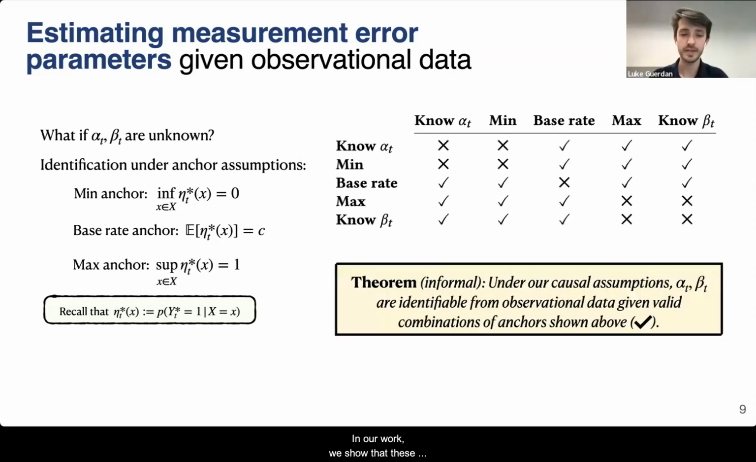In our work, we show that these assumptions can be combined flexibly to identify measurement error parameters, even when one or more of these assumptions might be unreasonable in a specific setting. In our paper, we provide algorithms for parameter estimation over finite samples, given this identification result.